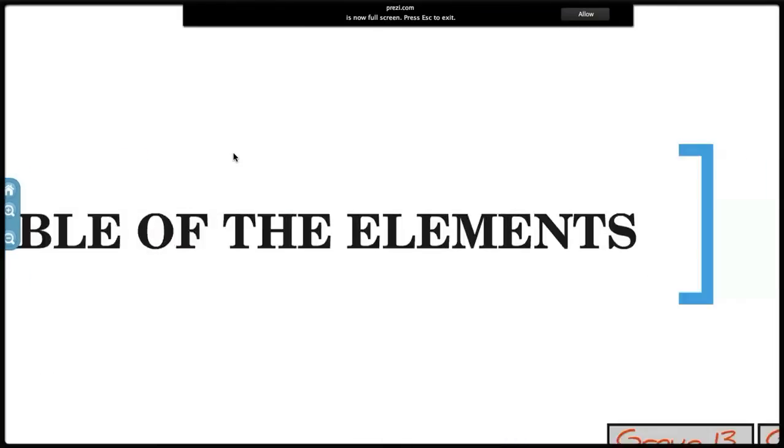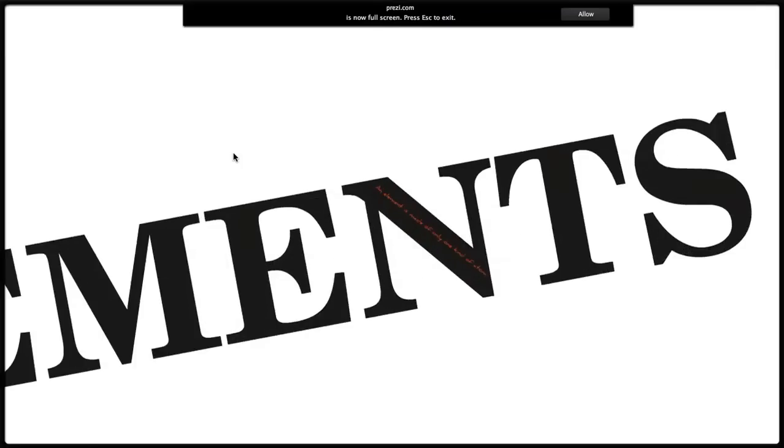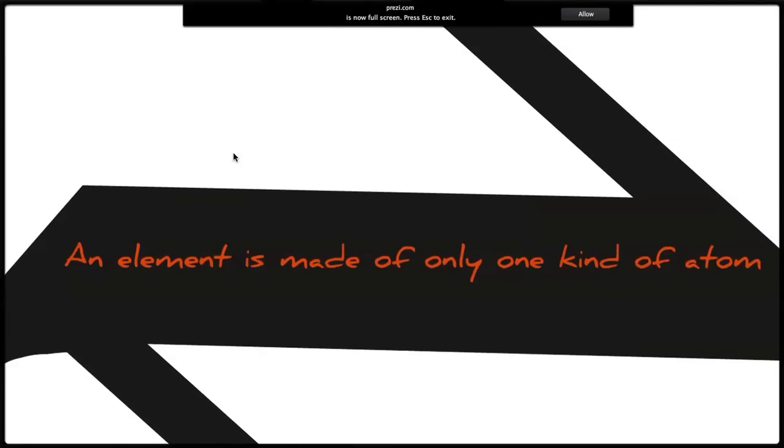Of the elements. Of the elements, whatever. This one's not going to be good. We already talked about that. This should all be review. Well, a lot of it's review, which is nice. Review for my class, too.